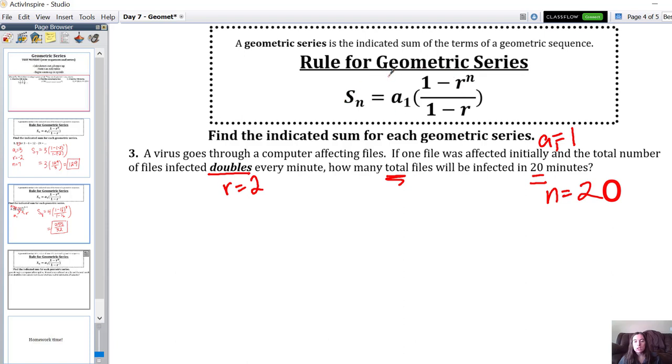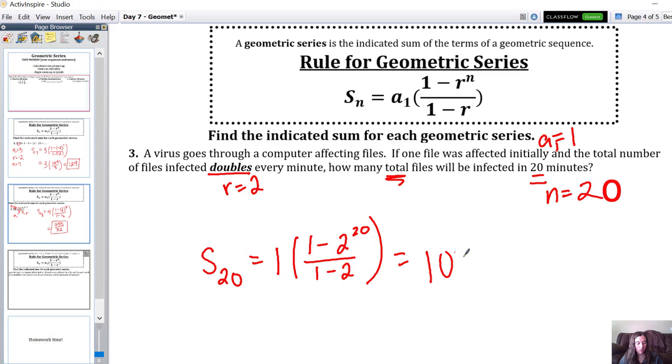Using our rule, we have s sub 20 equals a sub 1, which is 1, times 1 minus 2 to the 20 over 1 minus 2. 1 minus 2 to the 20 over 1 minus 2 is this very large number, 1,048,575 files are being infected.